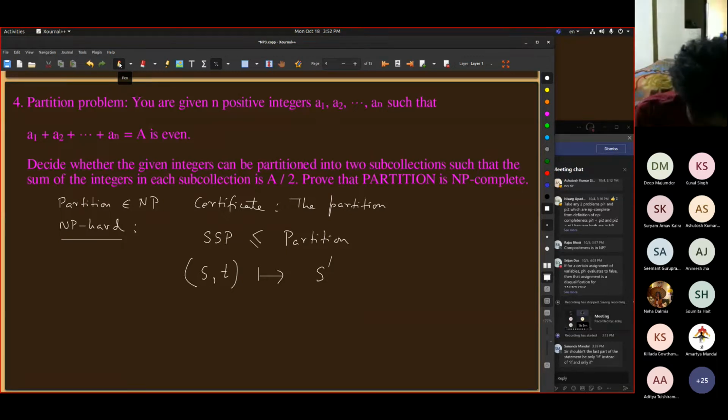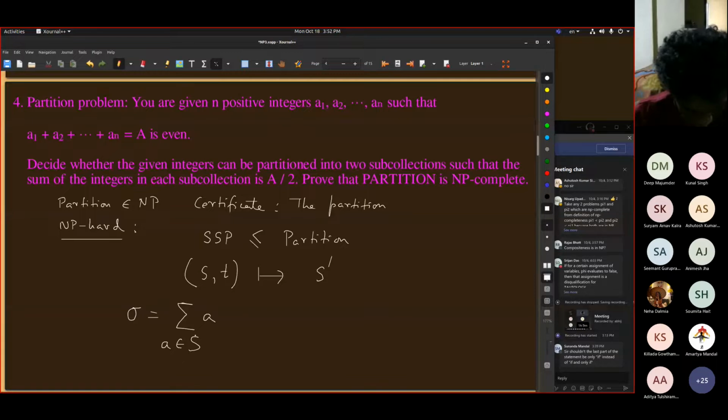Maybe I give you some initial thing. Let's say the sum of all the elements in S is sigma, and you want to achieve a subsum of T by including some of the elements of S. Now think for a couple of minutes.